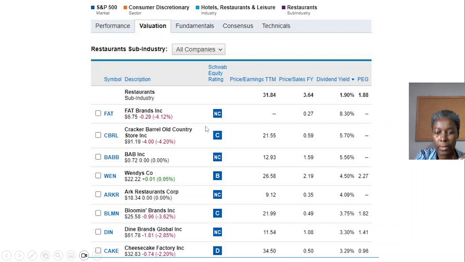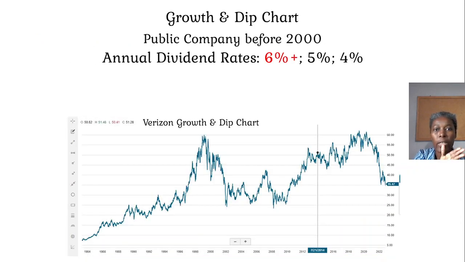I set criteria. So for the growth and dip chart, we want the company to go public before 2000. And annual dividend, we want 6% plus, 5, 4, but not lower than that. But it's up to you. You might find good company and you might accept it. It's up to you. But that's an example of growth and dip chart. And what I meant by that is it'll go up, down, up, down. You can see those big jumps over the years. The big jump, I like to call it growth and dip.